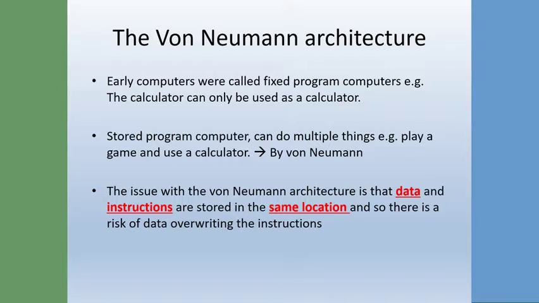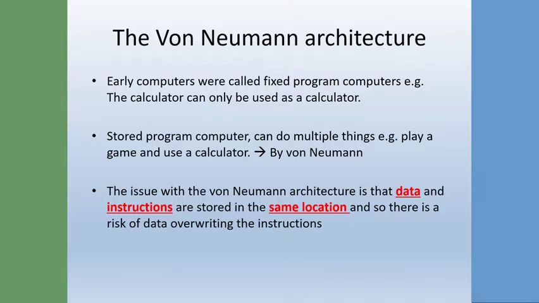Very, very simple. The issue, however, with the von Neumann architecture is that data and instructions, because they're stored in memory and potentially in the same locations, there is a risk of data overwriting the instructions. Therefore, some very important steps need to be followed when we are writing data to and from memory to make sure that it's not overwritten.